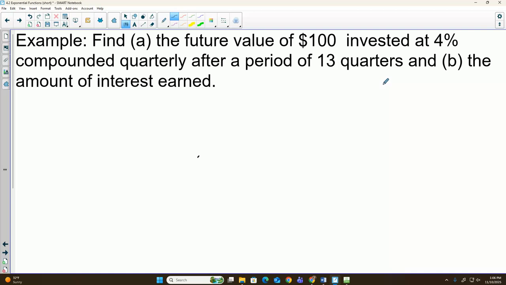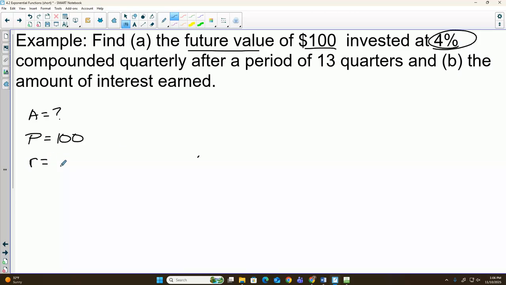So if I asked you to find the future value of $100 invested at 4% compounded quarterly after a period of 13 quarters. In general, I think it's really hard to read the problem and know what to do, so I like to write down: find the future value. What's future value? A. So my A is what I'm looking for. What do you think 100 represents? Present value. That's what I have right now. Invested at 4%. Your percent is your rate.